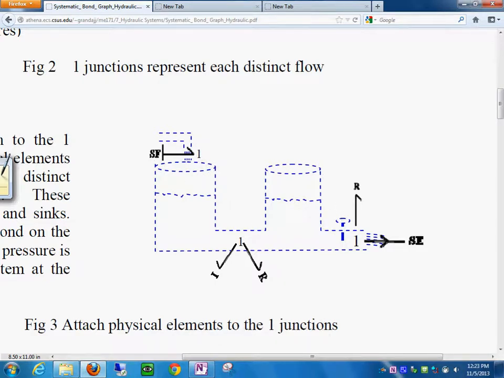Any questions about this? You can see it's pretty obvious. We are laying out the physical elements in here that have a one-on-one correspondence with the bond graph model. Okay. Next step.